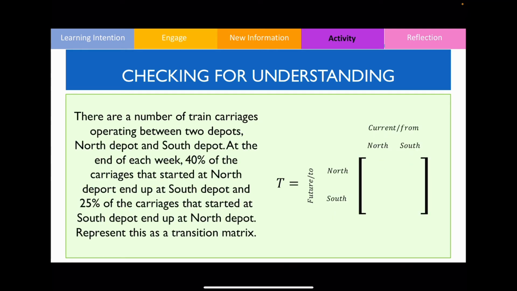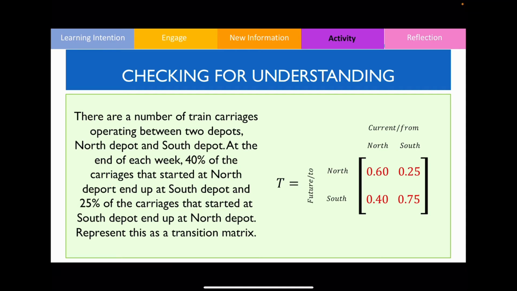In this question, it says that 40% of the carriages that started at north ended up at the south depot. So therefore, I'm going to write 0.4 over here because it starts from north and ends up at the south. And it also says that 25% of the carriages that started at the south ends up at north. So I'm going to write 0.25 here. It doesn't give us the other values, but remember, all the values in the column need to add up to 1. As a result, this value can be found by going 1 minus 0.4, so therefore that's going to be 0.6, and 1 minus 0.25 is equal to 0.75.